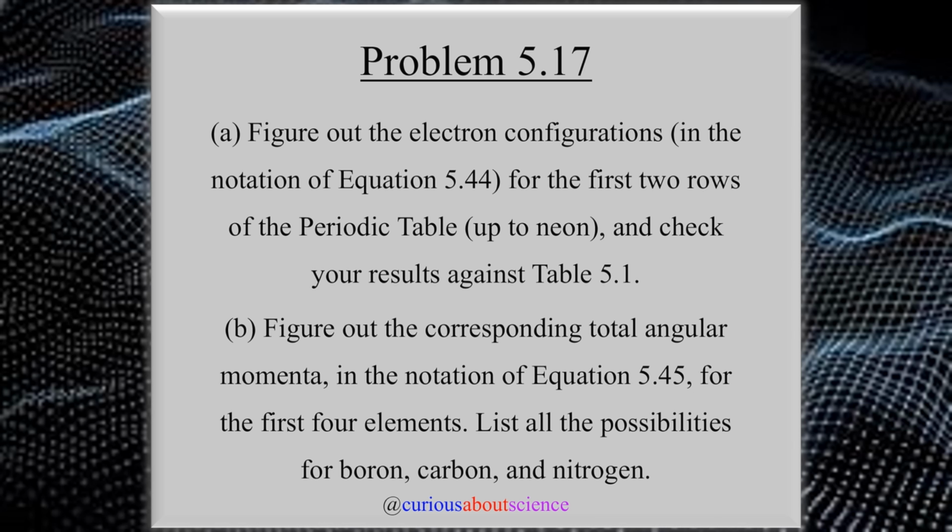And then in part B, we want to figure out the corresponding total angular momenta in the notation of 5.45, which deals with Hund's rule, which is, as the author says, kind of a ritual, for the first four elements. And then we want to list all the possibilities for boron, carbon, and nitrogen. And let me tell you, listing them all is definitely a headache, so be very, very careful when we approach this. That being said, by the end of this video, you will clearly know how to view this electron configuration nonsense in two almost different points of view, and for totally different things, one dealing with how they're spaced out, the other one dealing with the total spins and angular momenta.